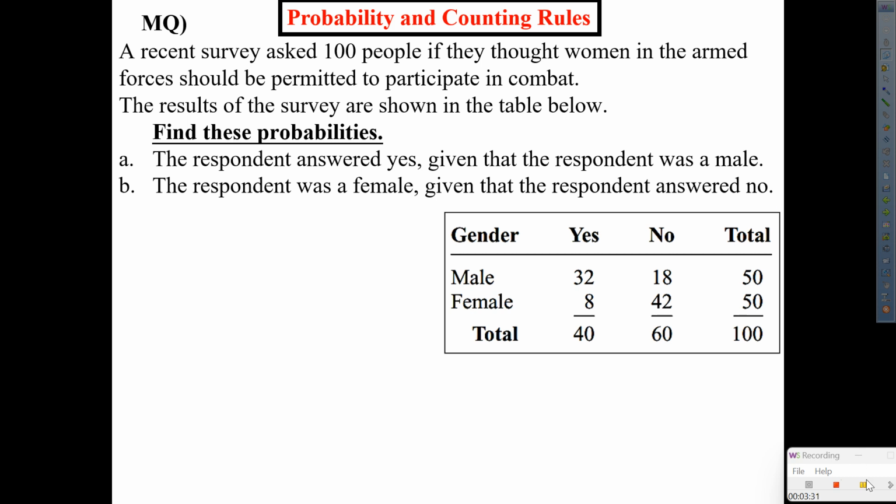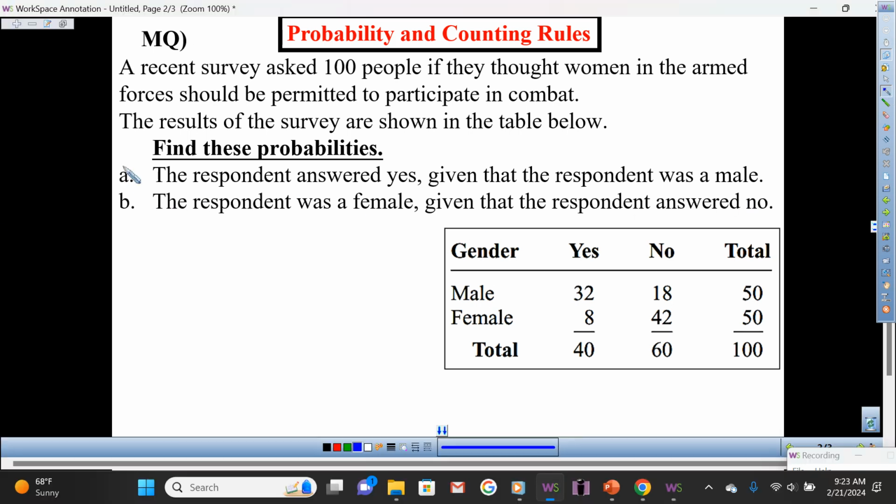I'll give you some time. Go. Are y'all ready? All right, so here we go. We're only doing part A, just to make sure we got this. It says, the respondent answered yes, and what is the key word here? The keyword is given, okay, that the respondent was a male. So for the first part, the yes answer, we're going to use the letter Y. And for the respondent being a male, we're going to use the letter M.